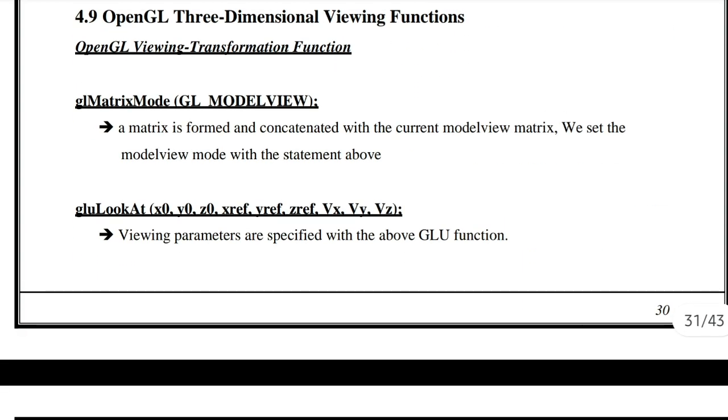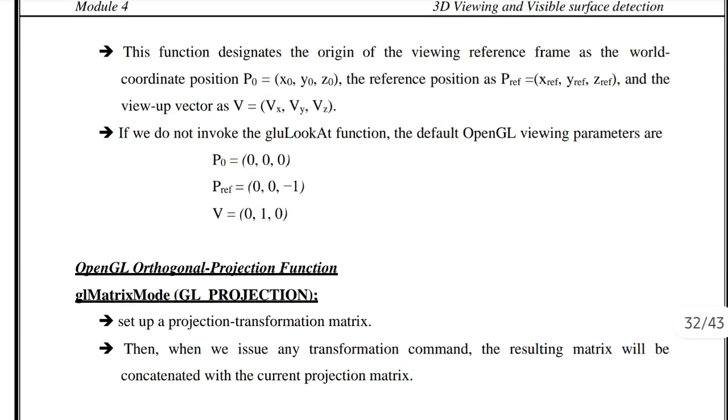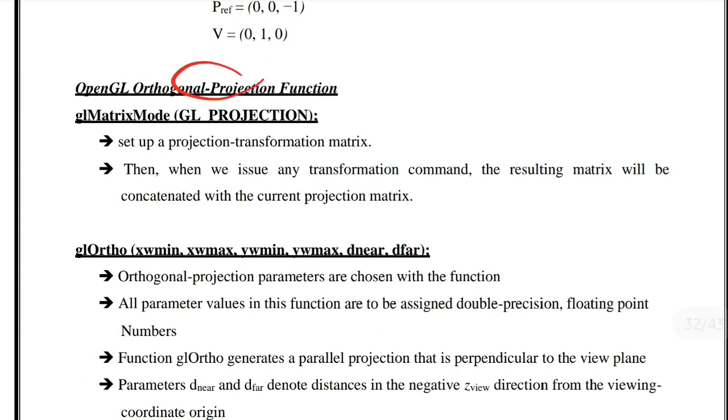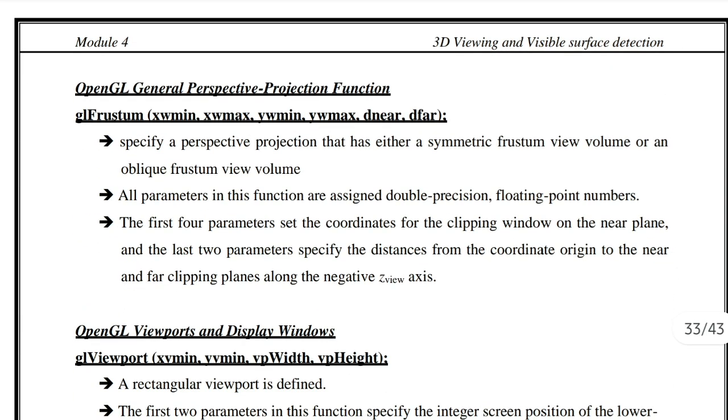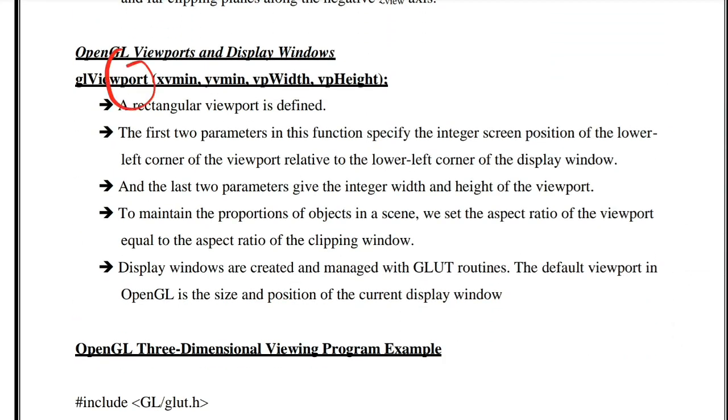And after that we have the OpenGL 3D viewing functions. If they ask you about the viewing functions, what do you need to write? At the start of the video I showed you the question papers, and how many times the OpenGL viewing functions were asked. So it's very important. What are the different categories of the viewing functions? The first category is the viewing transformation function, in which we have matrix mode and look at. In OpenGL orthogonal projection we have matrix mode and glOrtho, in the perspective projection we have glFrustum, and for the viewport and display window we have the viewport function.